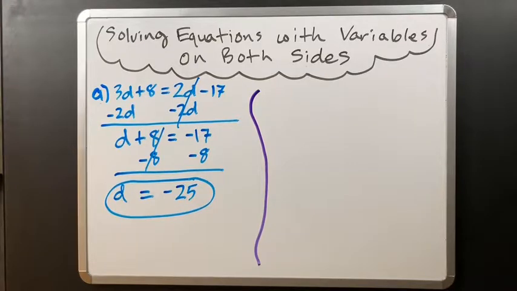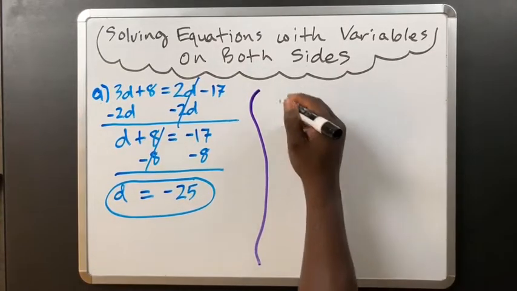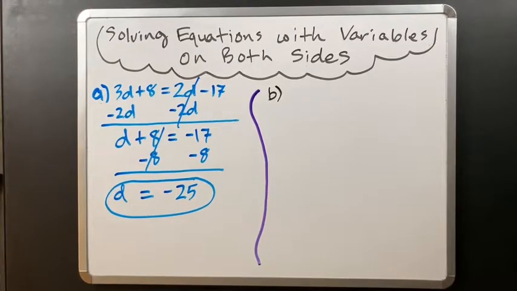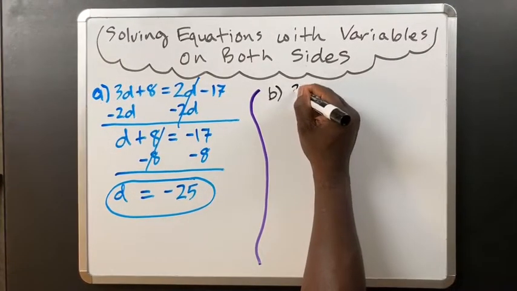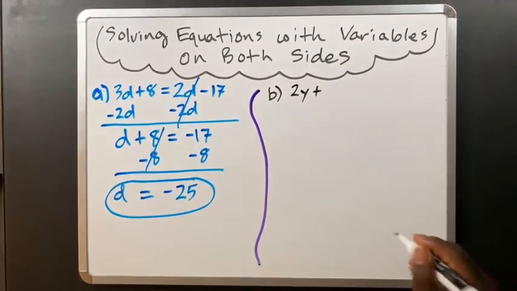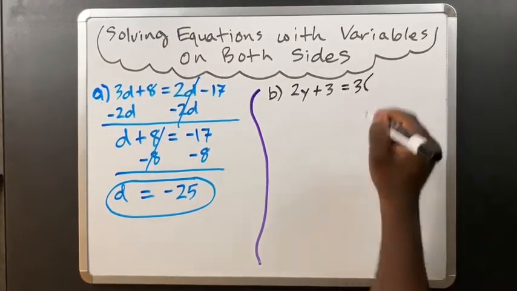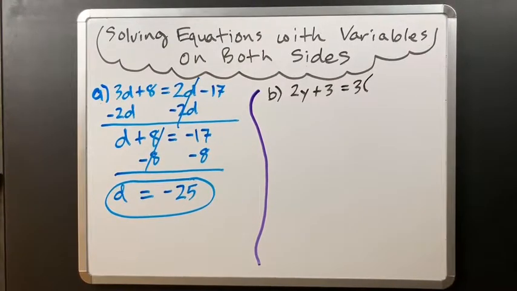Now we have a case where we're going to solve another equation with variables on both sides, but it's going to have some more steps than what we see here. So I may need to write a little bit smaller to get all the steps in here, but we'll work it out. So let's start with our equation. That's b. So we have 2 times y plus 3, and we're going to set that equal to 3 times the quantity of y plus 7.